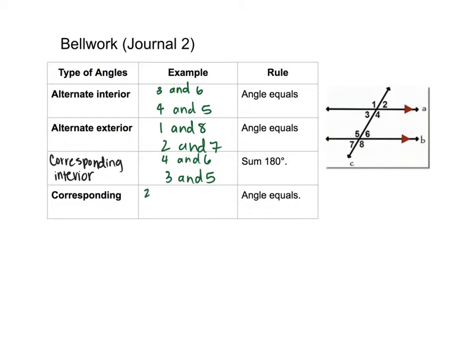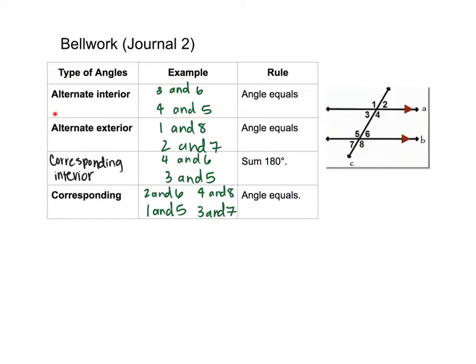So I'm going to write down 2 and 6. And then another corresponding pair would be 4, skip, 8. So 4 and 8 are corresponding angles. And then if you go to the other side, well, 1 and 5 are corresponding angles. They're the same types of angles. And then 3 and 7 are corresponding as well.